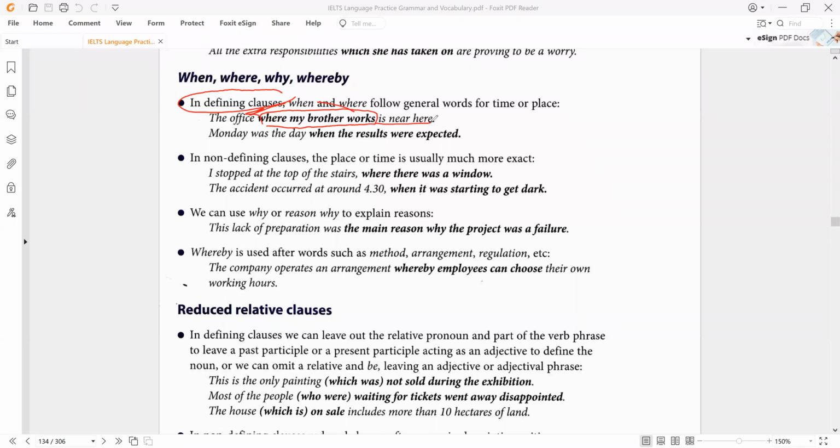Monday was the day when the results were expected. Or you can use it for the future. Monday is the day when the results are expected.